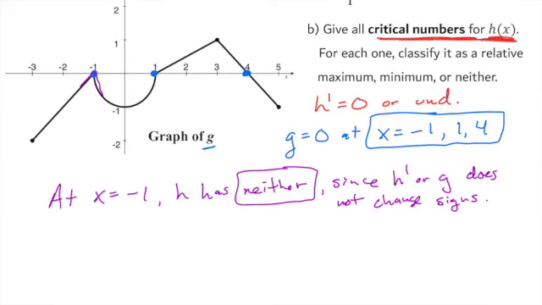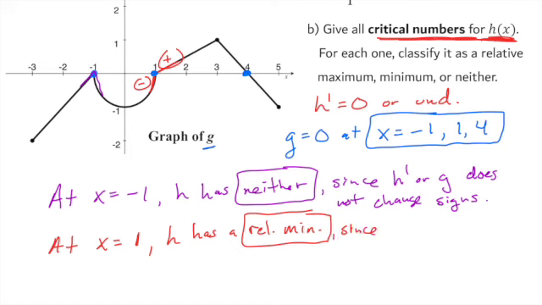And usually they'll say justify to make it clear, but at x equals 1, our next critical number, look what's happening there. You're going from negative to positive. That's what the derivative is doing, right? So when the derivative changes from negative to positive, that means the original function is changing from decreasing to increasing, which makes it a relative minimum. So h has a relative or local minimum.